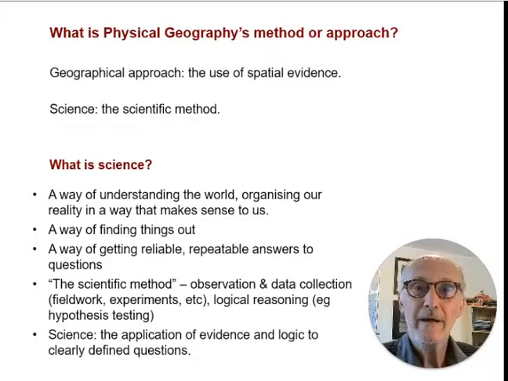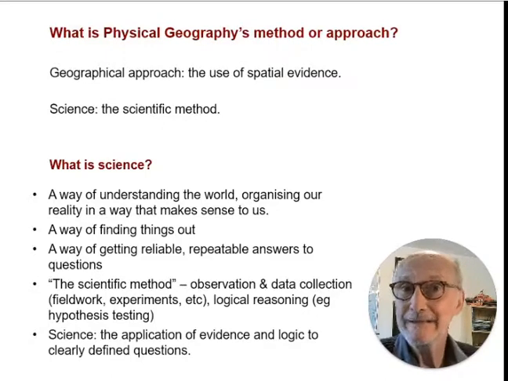But I want to say a word also about the approach or the method of physical geography. What is our method? What is our approach? Well, first of all, fundamentally, carrying on from what we said in the previous section, we adopt a geographical approach. This is physical geography, and the geographical approach is the use of spatial evidence or geographical evidence, and using clues that are embodied within geographical evidence to answer our questions. That's the geographical method. For physical geography, we also adopt a scientific method.